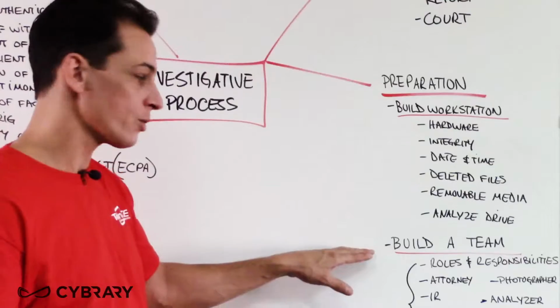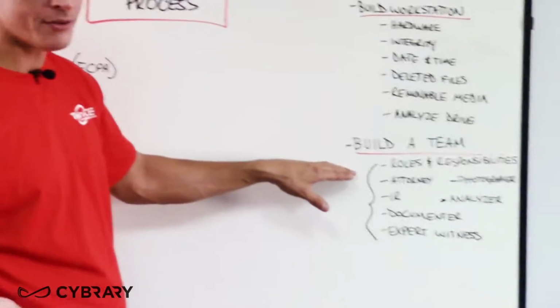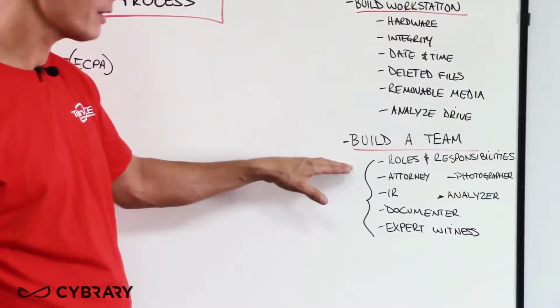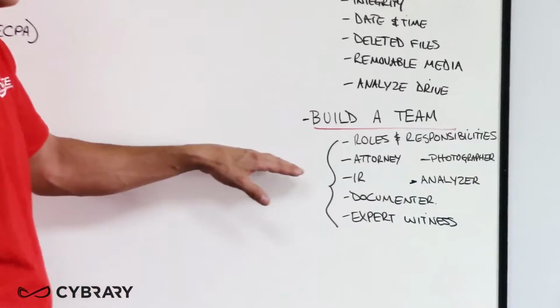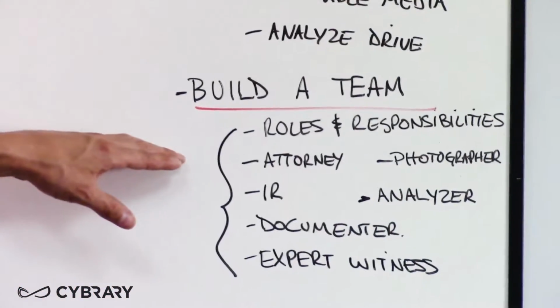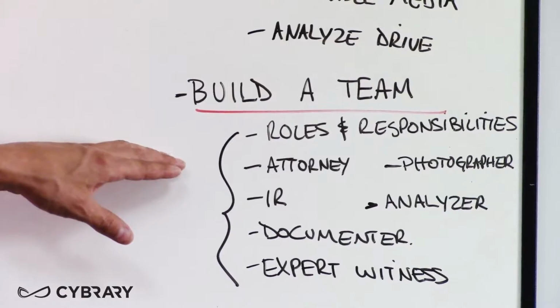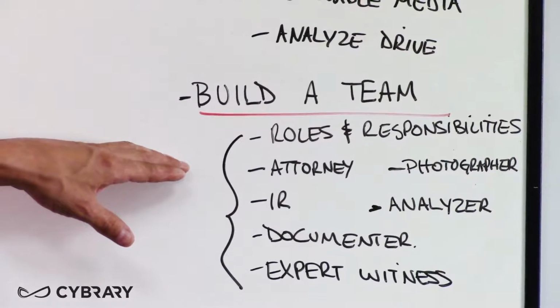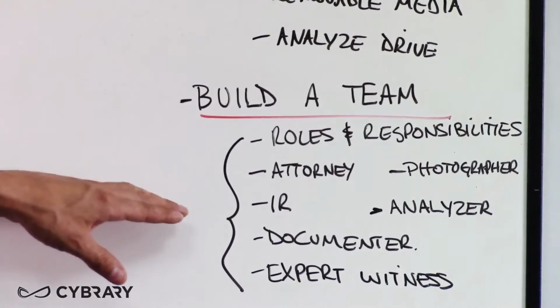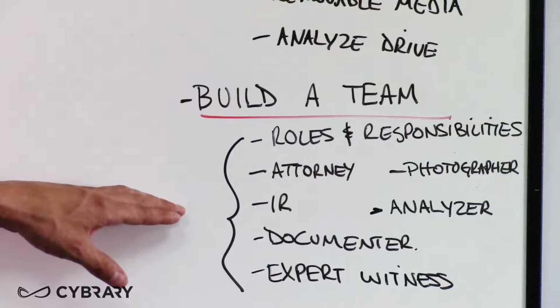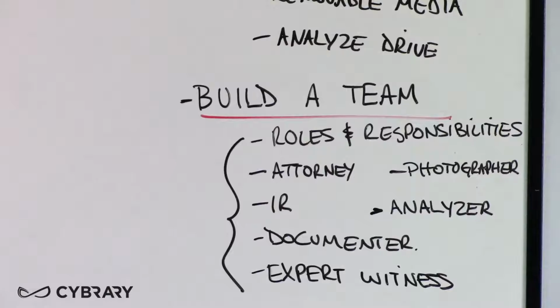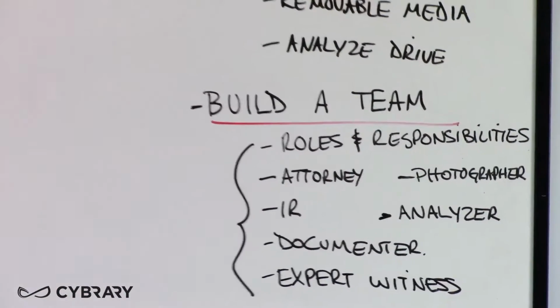And as far as the team goes, okay, we have a variety of roles and responsibilities that are going to be in play. So let's look at a few of the players. Good idea to have an attorney, since we're going to be going to court. More than likely, you're going to need a top-notch attorney. You're probably going to need a photographer, an incident responder or incident handler, or a first responder, someone to analyze the evidence, someone to document the evidence, and some of these may or may not be the same people, and ultimately expert witnesses, because they're going to provide the testimony in court.